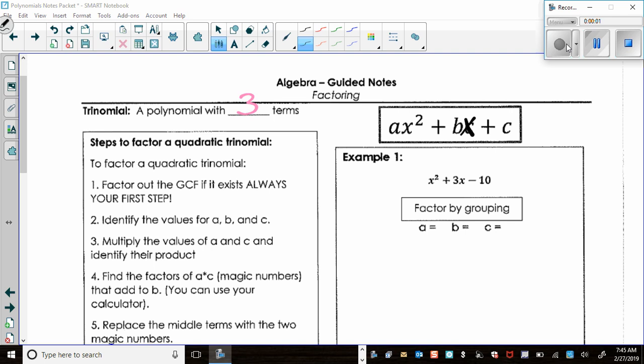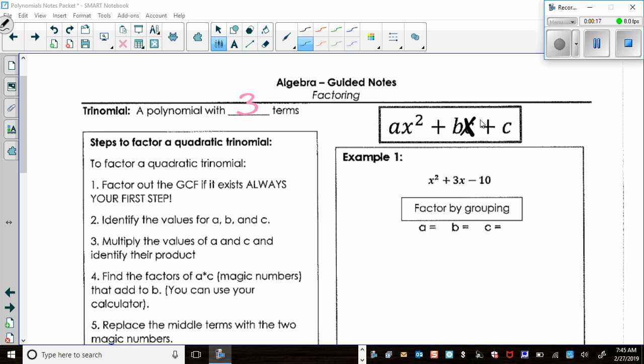Class. In this video, we're going to talk about factoring. In the previous video, we used our magic numbers. We found our magic numbers, but in this video, we're actually going to be using them. So let's get started. A trinomial is a polynomial with three terms, so that's what we're working with here.